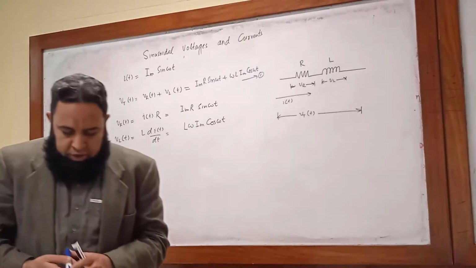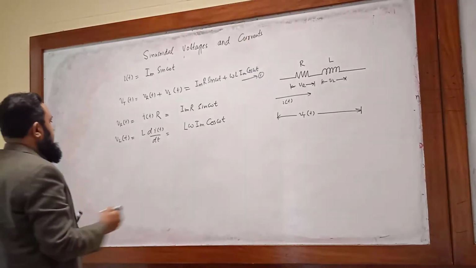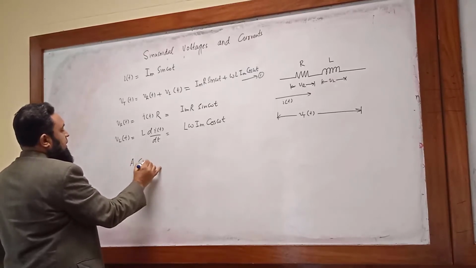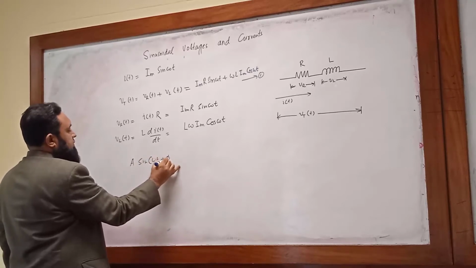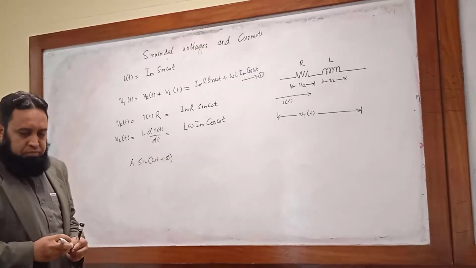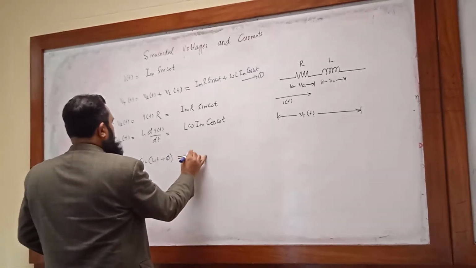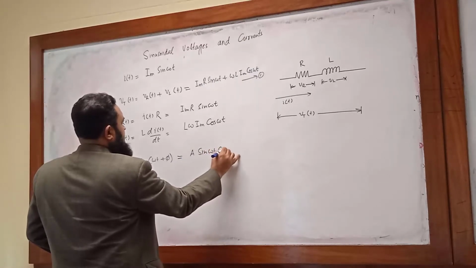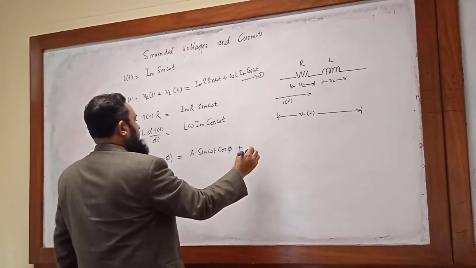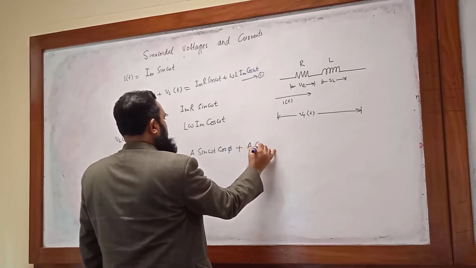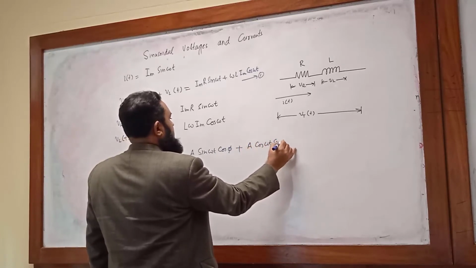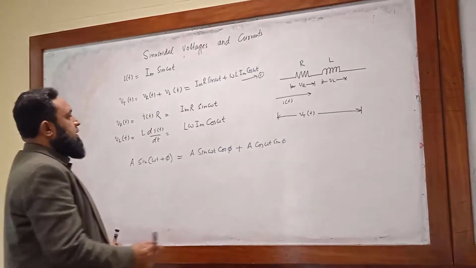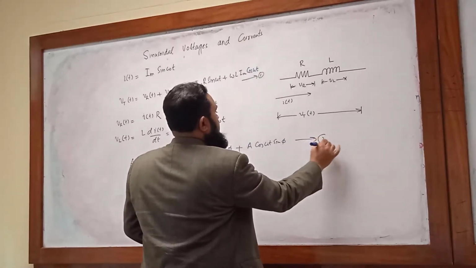Okay, so we have now this expression, and let's assume that this equation is equation 1. Let's consider the trigonometric identity: A sine of omega t plus phi is equal to A sine of omega t cosine of phi plus A cosine of omega t sine of phi. Let's assume that this is equation number 2.